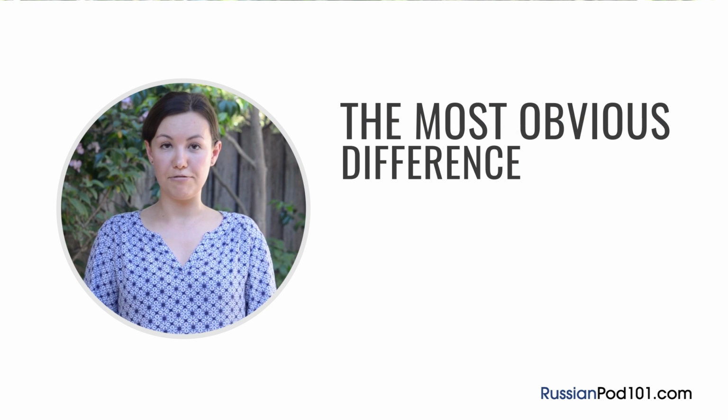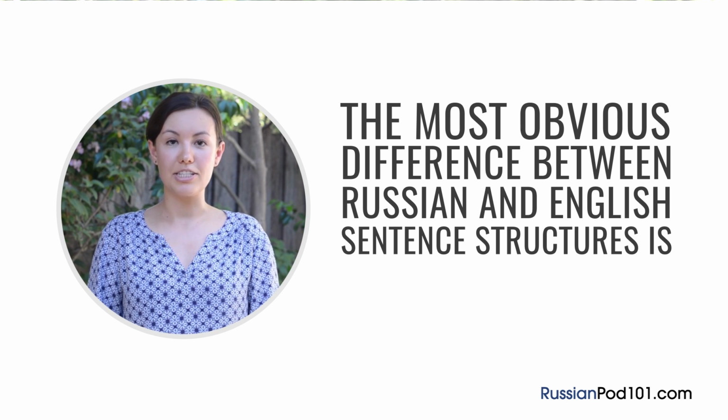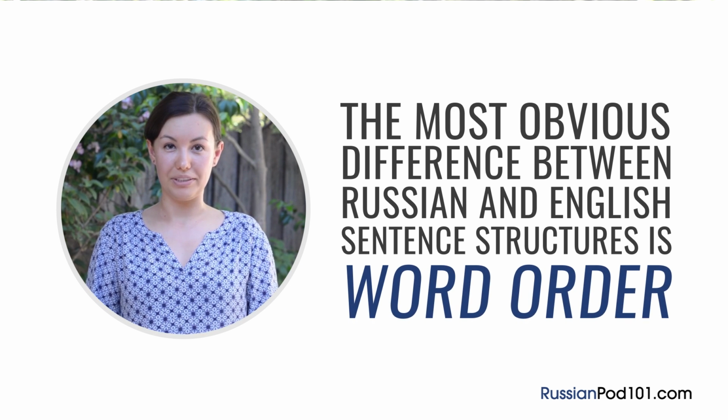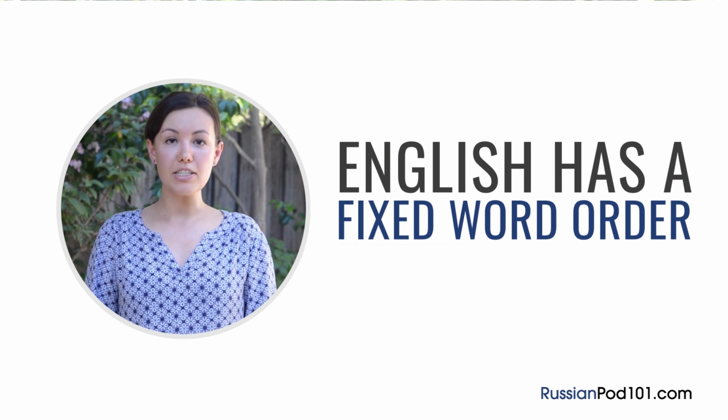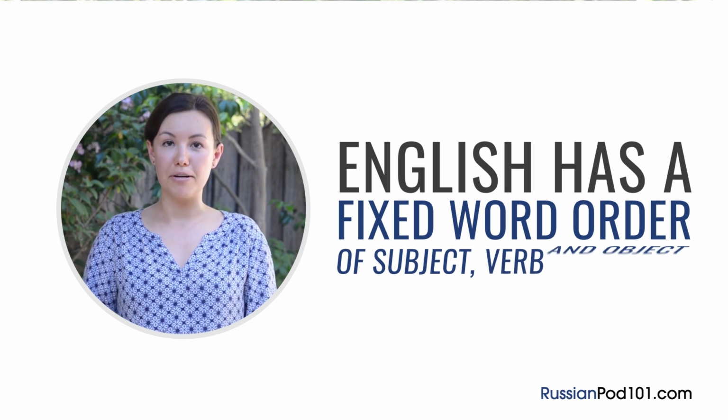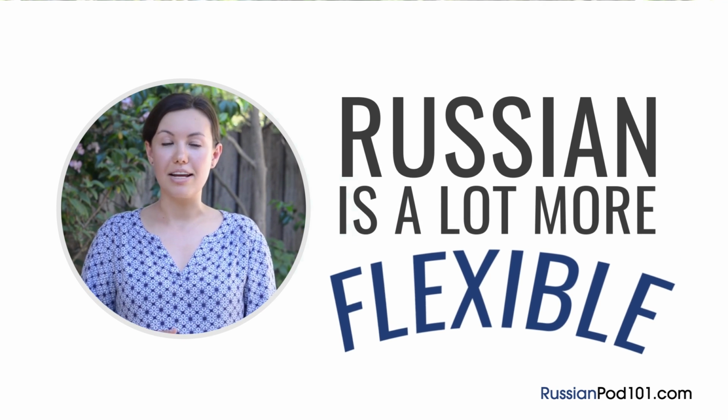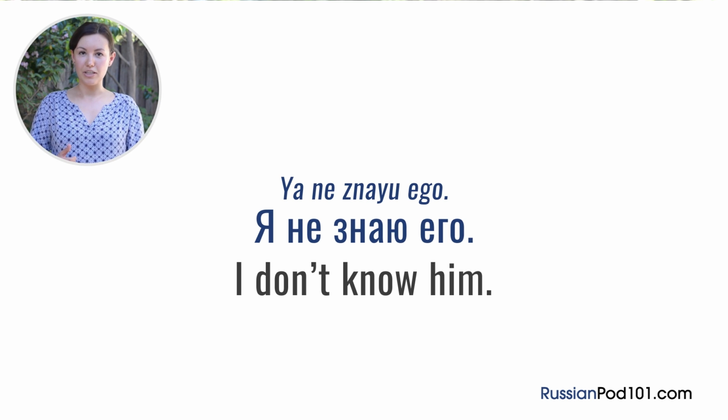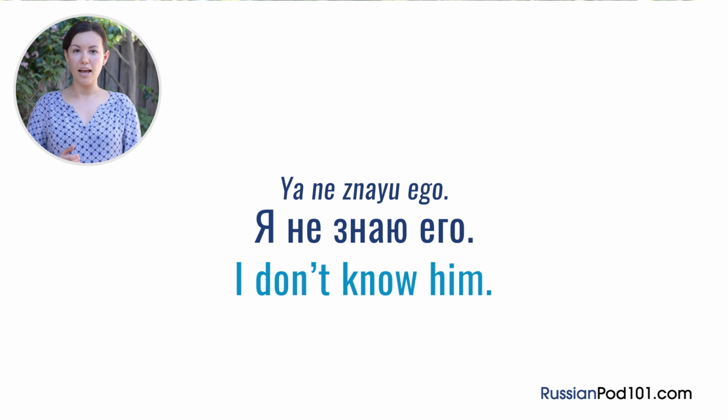The most obvious difference between Russian and English sentence structure is word order. English has a fixed order of subject, verb, and object. Russian is a lot more flexible. In Russian, you can place an object both before and after the verb. Take the sentence, I don't know him. Я не знаю его. Here, его, him, is an object.